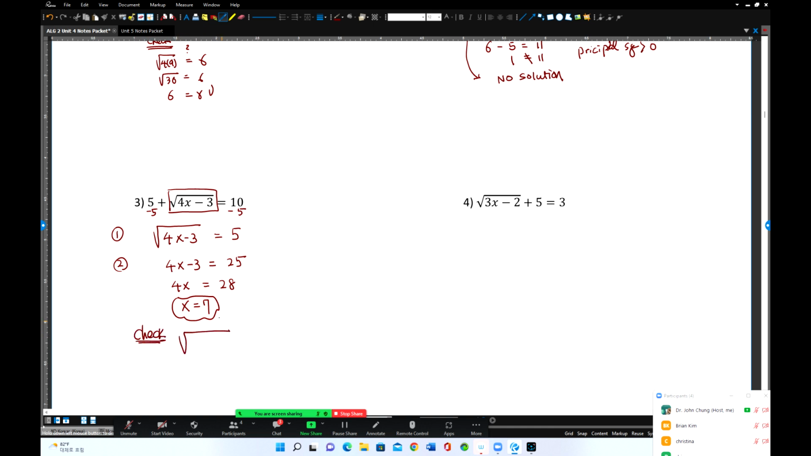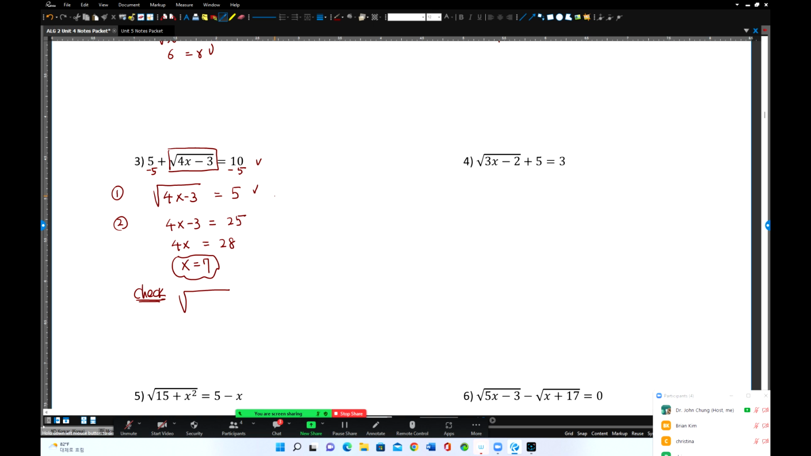When x equals 7, put this number in the original or an equivalent. Here is okay. So I'm going to use the original, okay? 5 plus the square root of 4 times 7 minus 3, is this equal to 10? Yes, it is. 28 minus 3 is what? Square root of 25, that equals 5. Okay, check it out. 5 plus 5 equals 10. That's correct, right? So this is the solution.